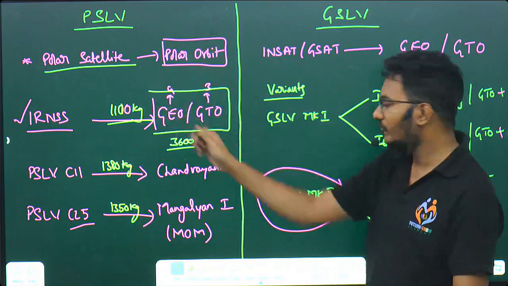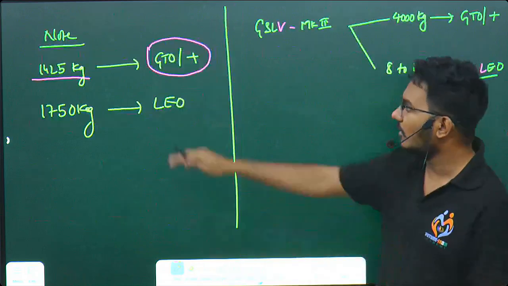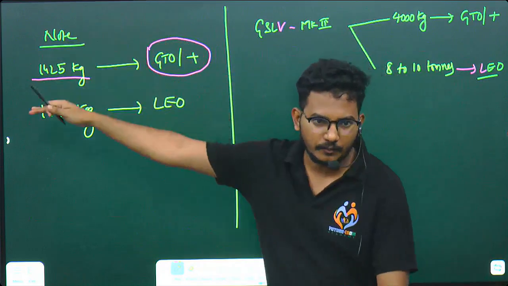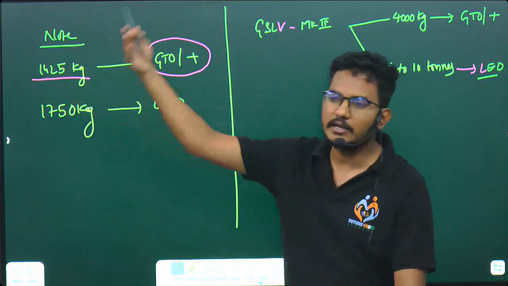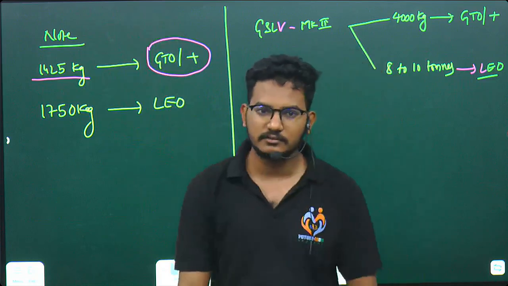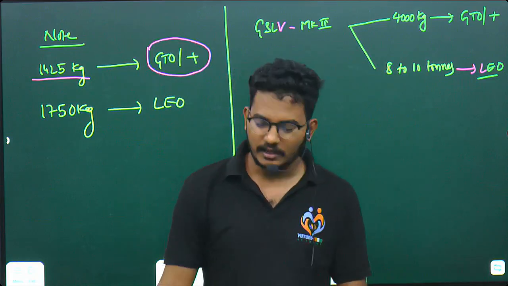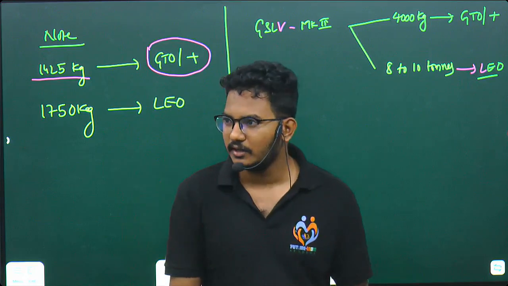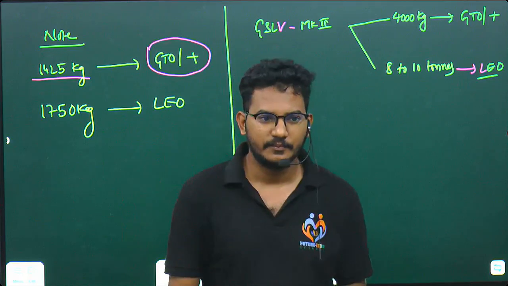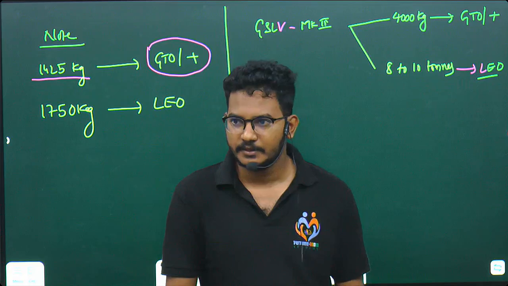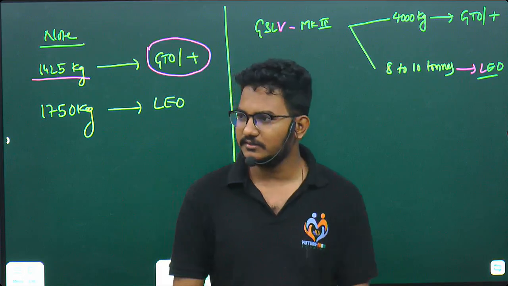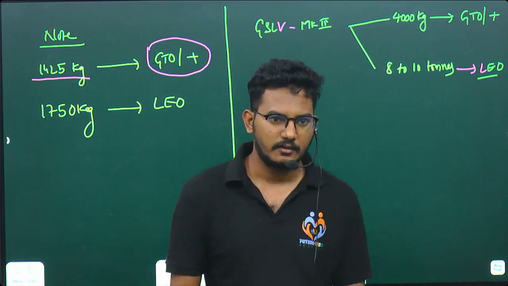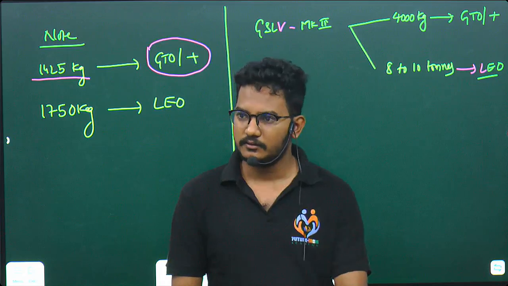But if they have to use PSLV, then immediately they have to decrease the weight below 1425. Initially they'll show you around 3000. Slowly they'll come up with synthetic fibers and all, and decrease the weight. Have you seen this Mission Mangal? If not, please see it today. Wonderful movie. It is really helpful for you now.